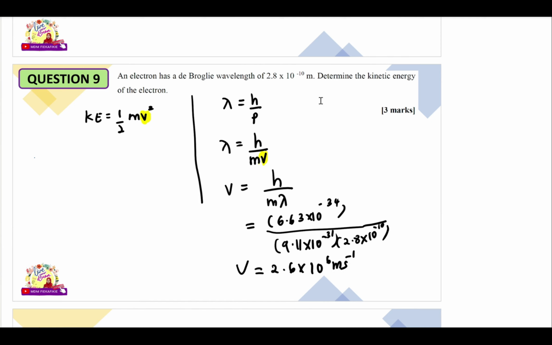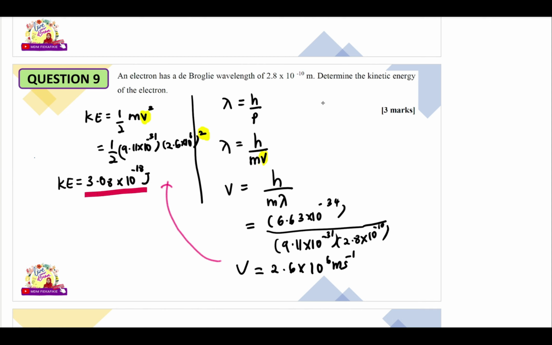Okay, therefore we substitute here. So kinetic energy is equal to half, mass of the electron is 9.11 exponent negative 31. V tadi kita dah kira, 2.6 exponent 6. Jangan lupa square. Bila kira kinetic energy ni ramai yang tertinggal square. You jangan jadi salah seorang daripadanya. So kinetic energy 3.08 exponent negative 18 joule. Okay, so this is the final answer. So finish question number 9.